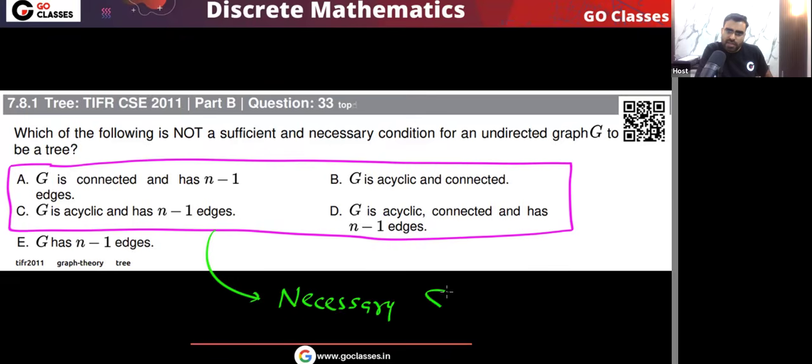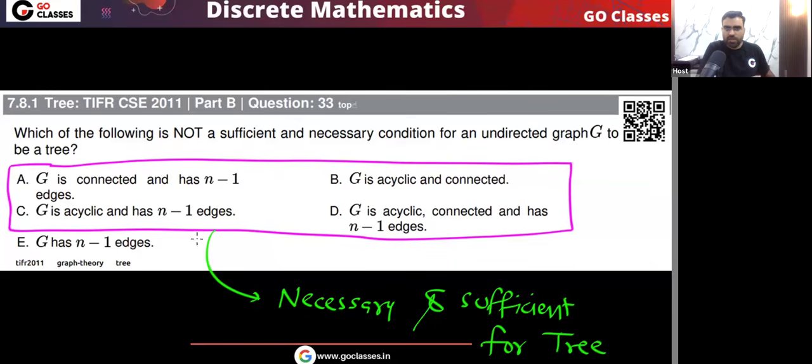These are necessary and these are sufficient for tree. Okay. Now you tell me, what about option E? Is this necessary for tree or is this sufficient for tree? This is necessary for tree. Yes or no? This is necessary but not sufficient. See, this is not enough to make a tree.